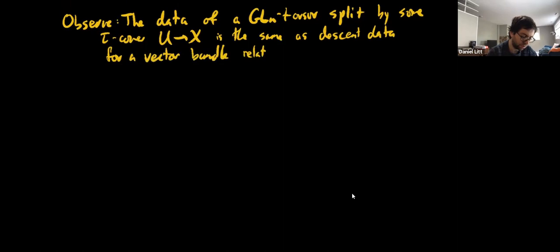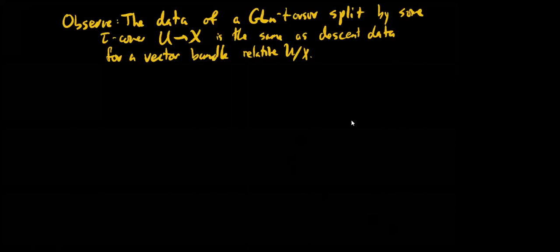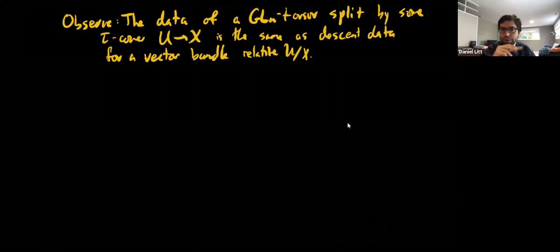Can anyone remind me why this is true? Any thoughts? Vector bundles have an associated frame bundle. Yeah, so one way of saying it was that there's an equivalence between vector bundles and GL_n torsors, given by sending a vector bundle to its associated frame bundle. But can anyone just tell me explicitly how to actually get out descent data? Anyone remind me of this?